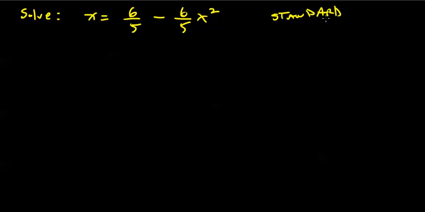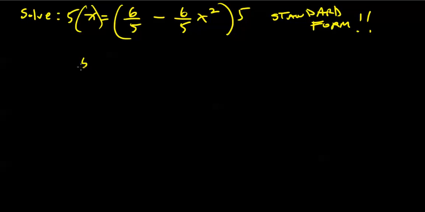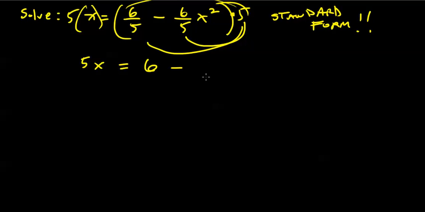And the first thing I would do here is to multiply both sides by 5, all terms, both sides, to get rid of these fractions. Alright, so on the left-hand side, I'll end up with 5x. Well, you've got to apply your distributive law on the right-hand side. 5 times 6/5 is just 6. The 5's cross-cancel. And 5 times minus 6/5 x squared is going to be minus 6x squared. Looks much better already. Let me erase the guidelines here.